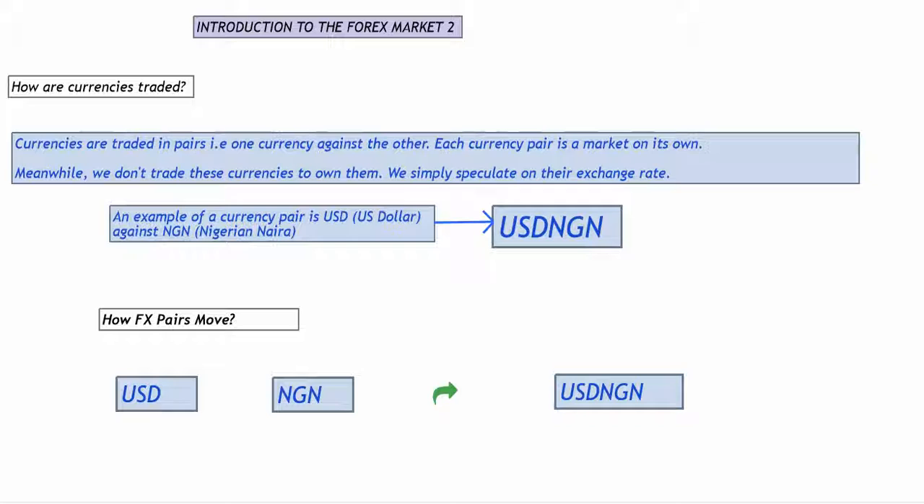So in the forex pair or in the currency pair, you have two currencies, so you are trading one against the other. Okay, so this is different from the traditional currency or forex market, where you go to the bureau de change to exchange one currency for the other.